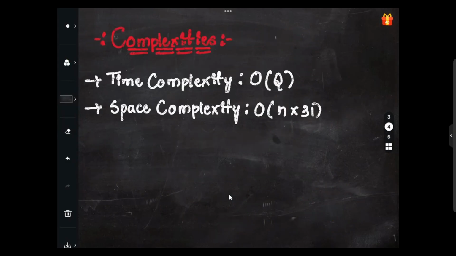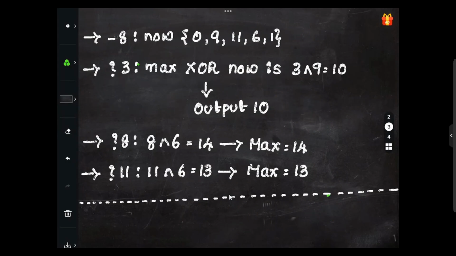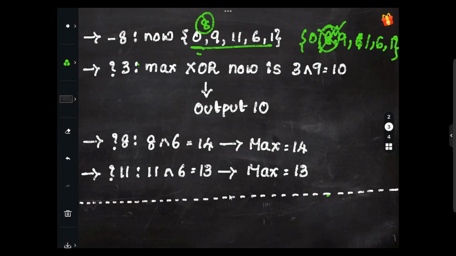The next part here, we have to go with the minus 8 now. Minus 8 means we have to remove one occurrence of x from the multiset A. So we will be removing 8. We have 8 9 11 6 1, and as the multiset starts from the 0, we are removing one occurrence here. We will remove this one, 8. Now we are left with 0 9 11 6 1.